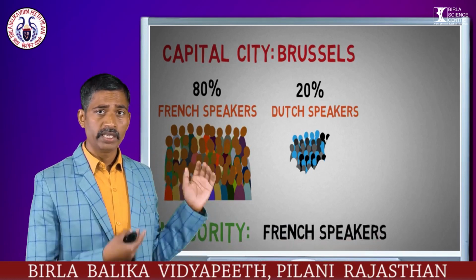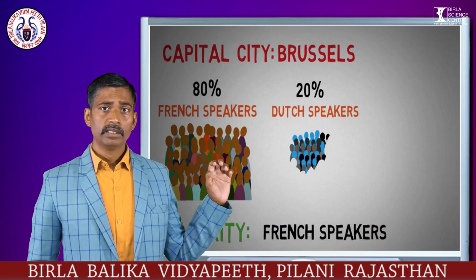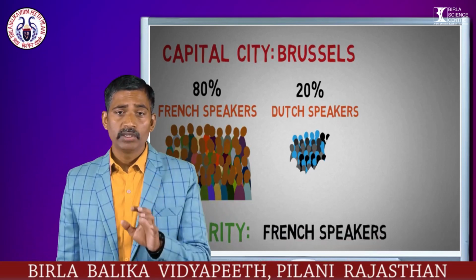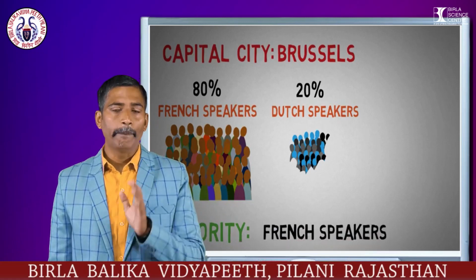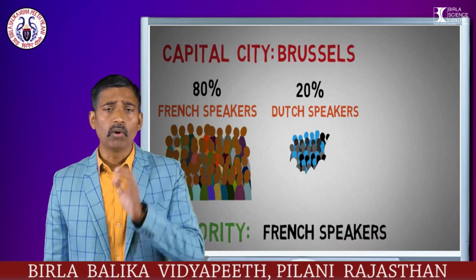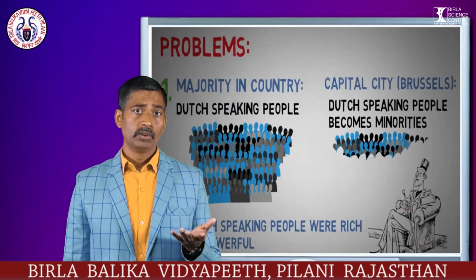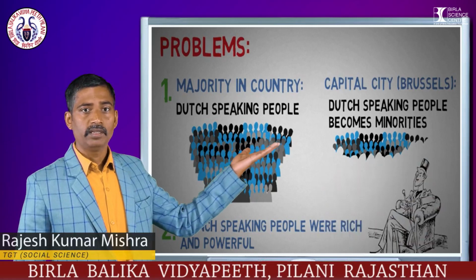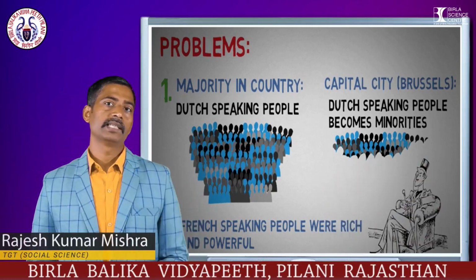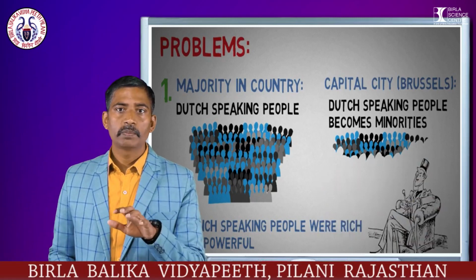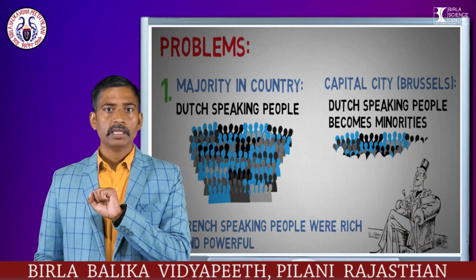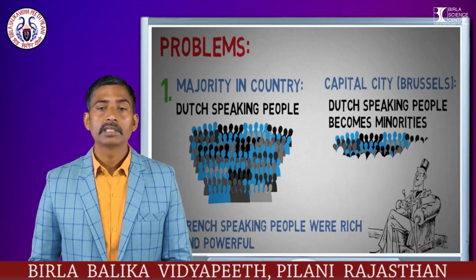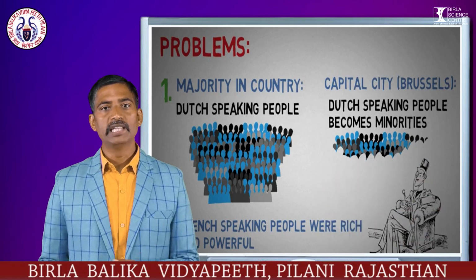We can see very well in this particular slide, the blue color is the 20% Dutch speakers, and the brown color is the 80% French speakers. There is a majority of French speaking people in the capital Brussels, and a majority of Dutch speaking people in the whole country. So this created tension between the Dutch speaking and French speaking communities during 1950 to 1960. The problems: the majority in the country are Dutch speaking, the capital is French speaking, and the French speaking people were rich and powerful. This is the main tension in Belgium.